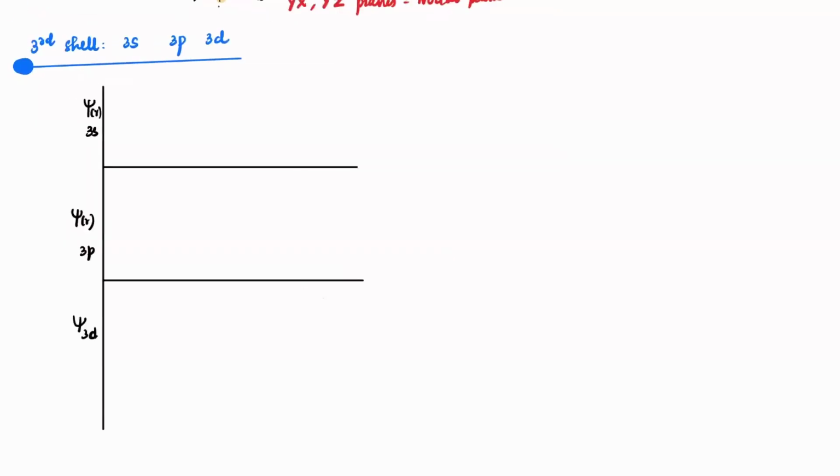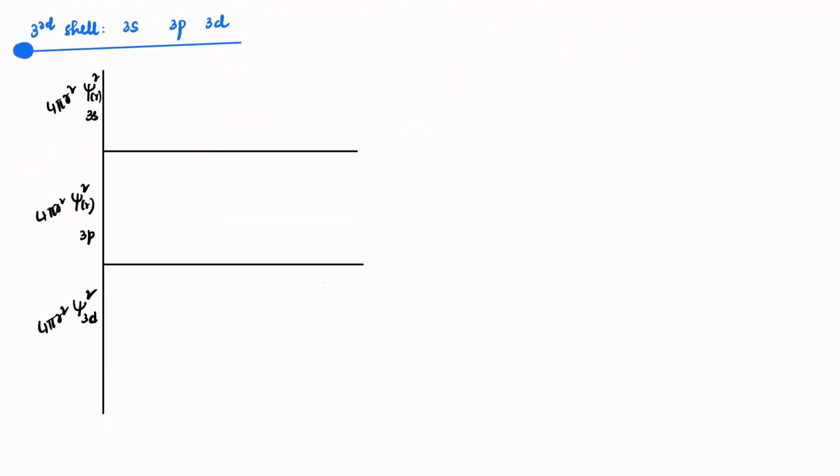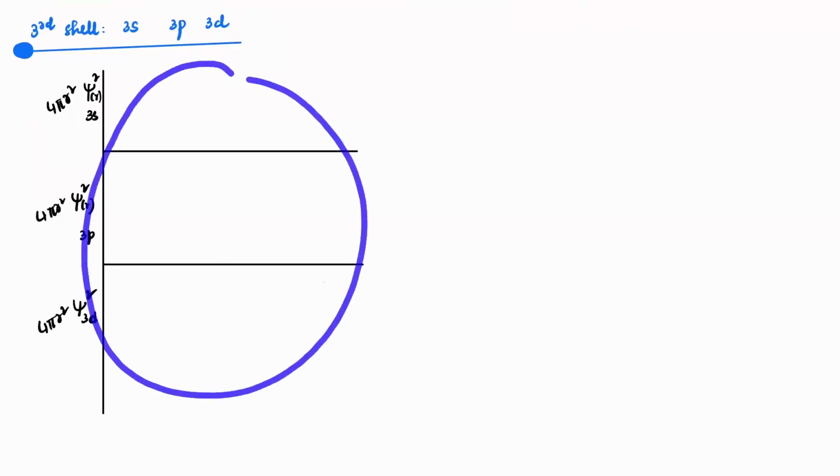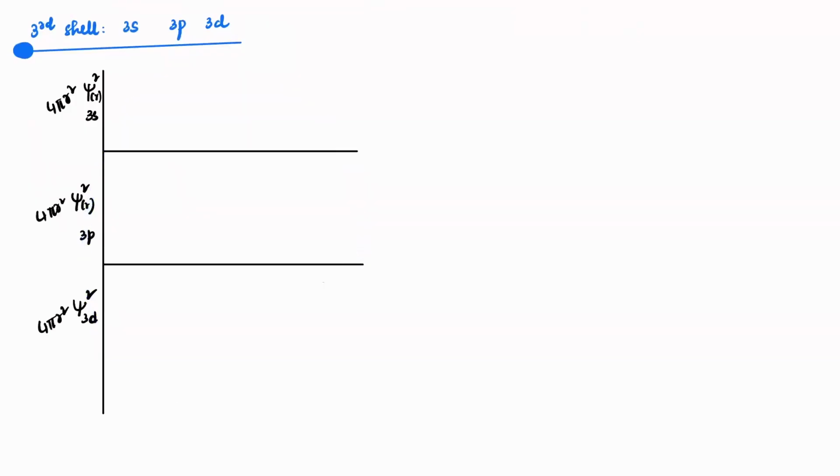In fact, I want to write this for 4 pi r square psi square, 4 pi r square psi square, and 4 pi r square psi square, got it? All of them I'm scaling to one particular graph here, got it? So how does it look?